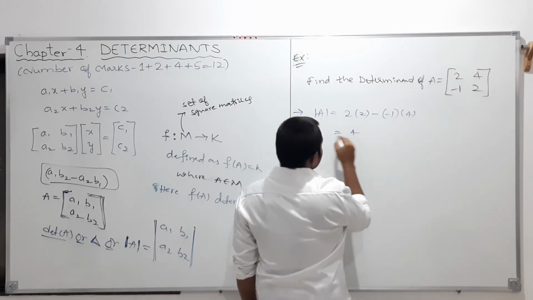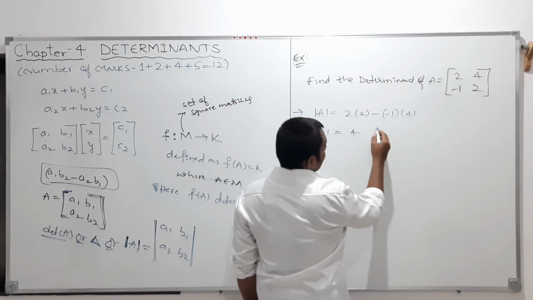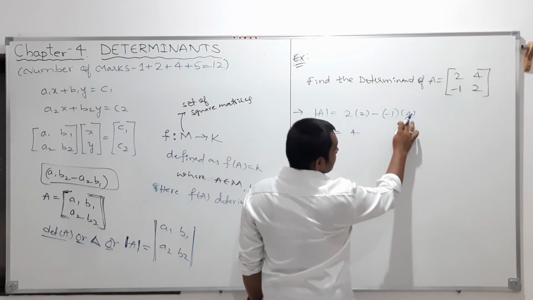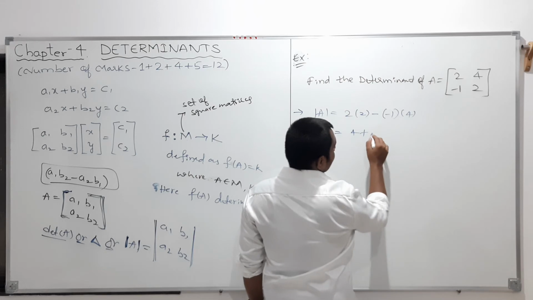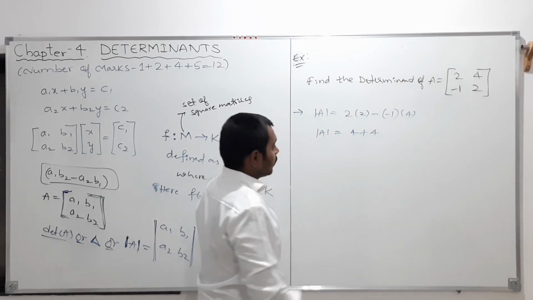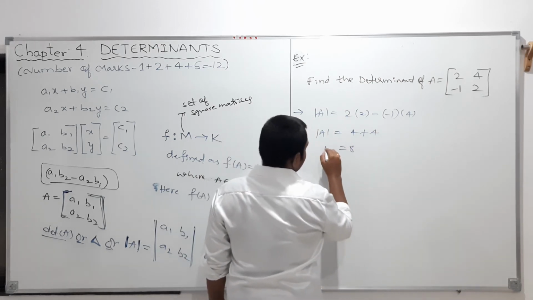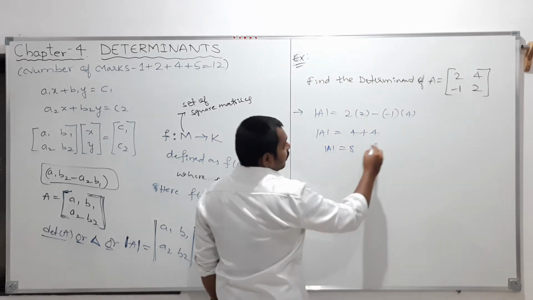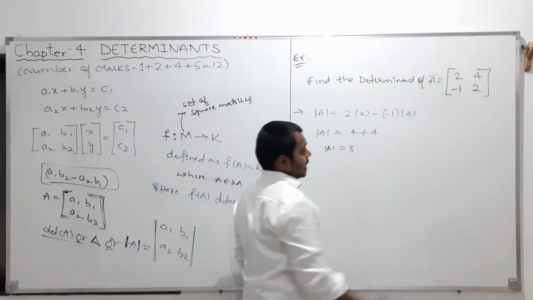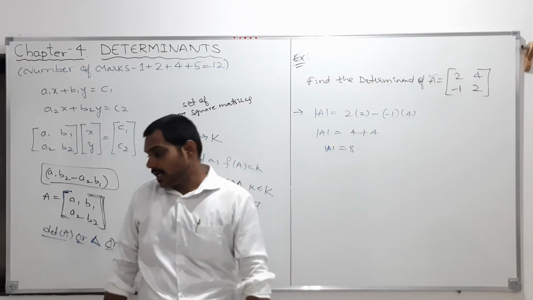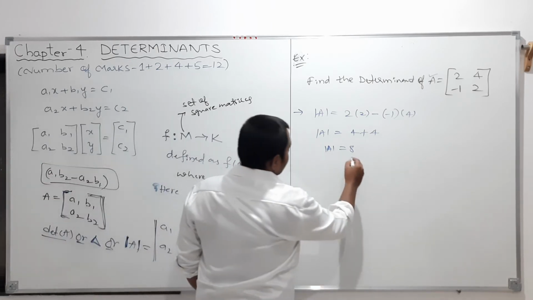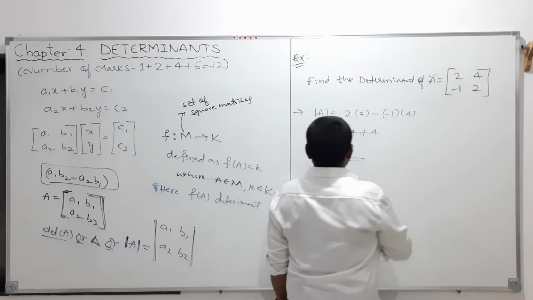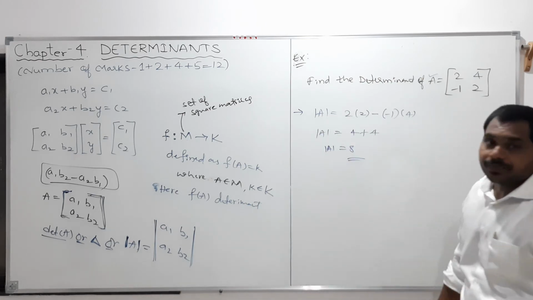So therefore 2 2s are 4. Here it is minus minus plus 1 into 4 is 4. So 4 plus 4 is equal to 8. So my dear students, for the given matrix A, the determinant value is 8. Am I correct? Yes, I am correct. So determinant of A is equal to 8.